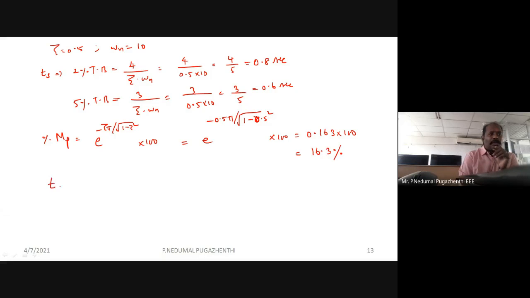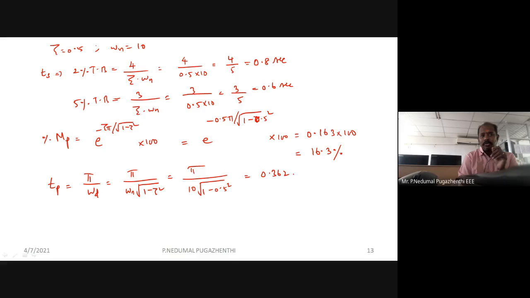The third one required to be found is peak time. Tp is equal to pi divided by omega d, which is pi divided by omega n into square root of 1 minus zeta squared. So pi divided by 10 times square root of 1 minus 0.5 squared. Probably I am getting 0.362 seconds. At 0.362, the magnitude reaches the maximum value. That is what you call the peak time, when the system reaches the maximum value.